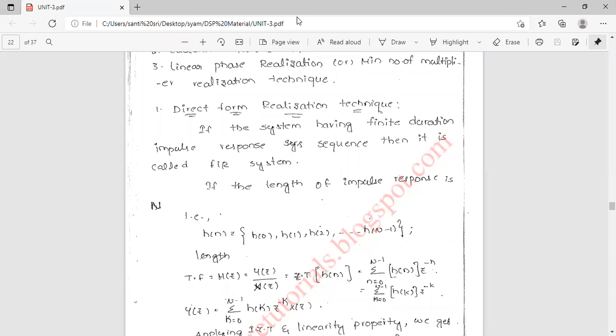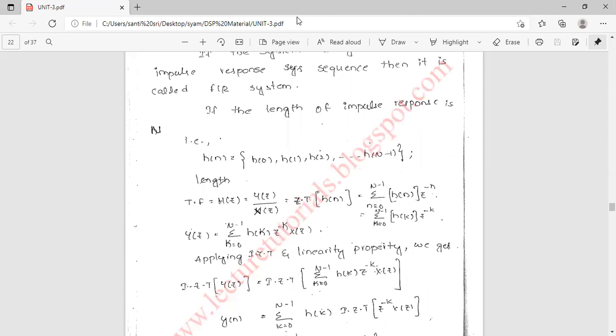Replacing n by k, it will become sigma k equal to 0 to n minus 1 h of k into z power minus k. Y of z is nothing but h of z into x of z, so sigma k equal to 0 to n minus 1 h of k into z power minus k into x of z.